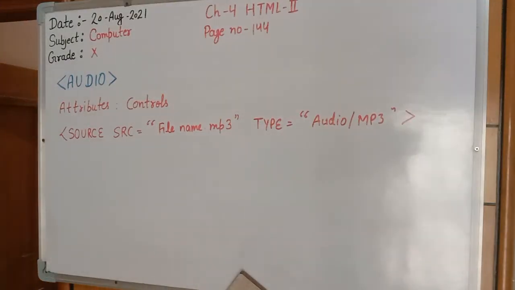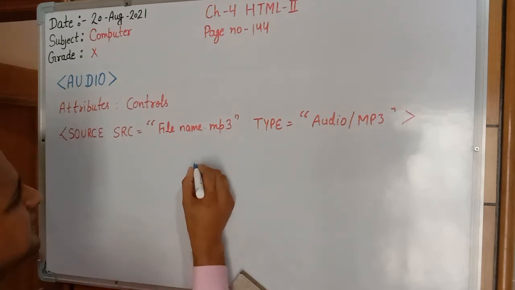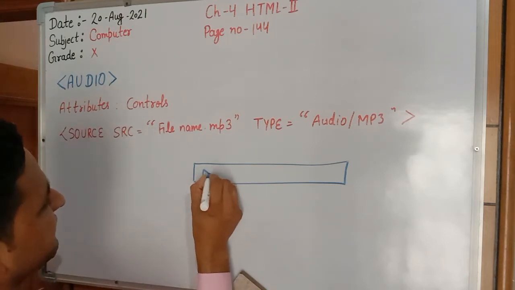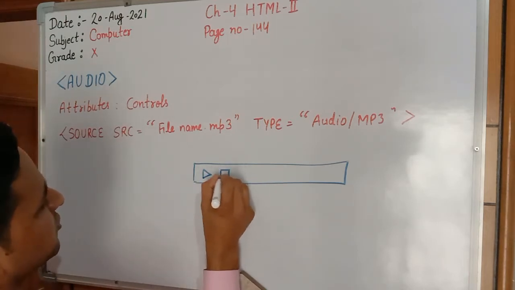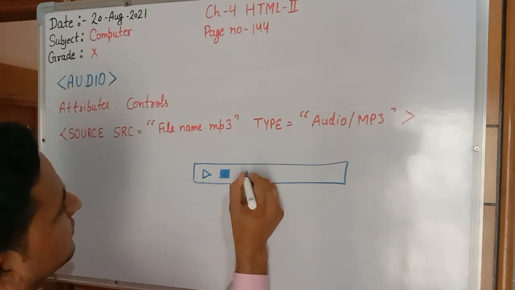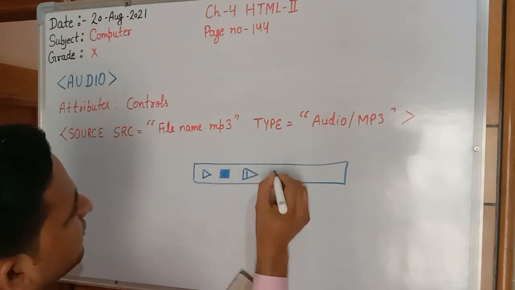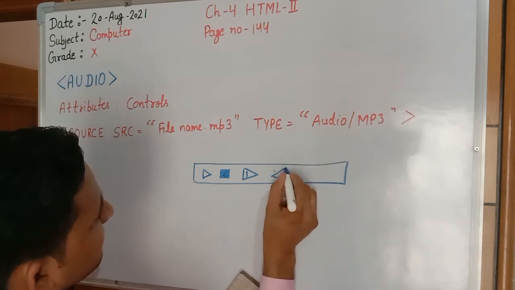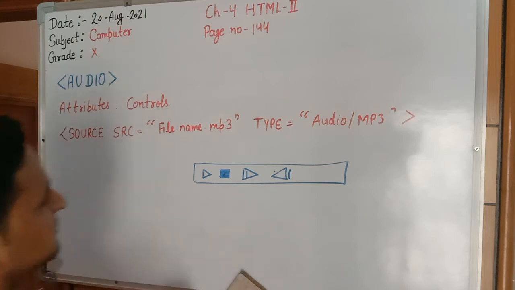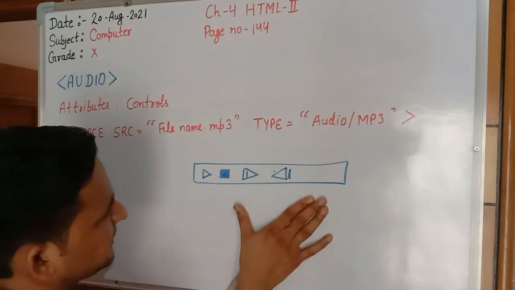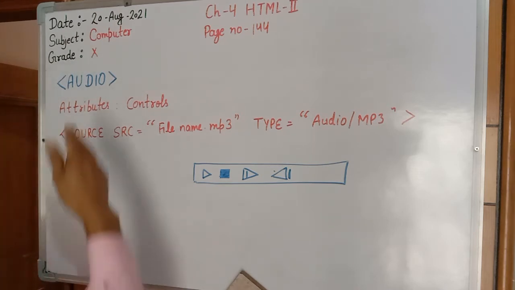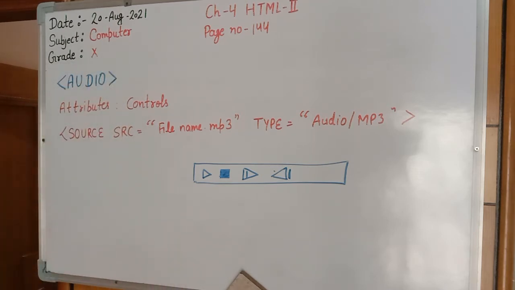Now, how will we use the audio tag? The use of the audio tag is to play audio in your HTML program. A controller will be displayed with options like play, pause, fast forward or next, and backward, which we call fast backward. This control can be visible on your screen with the help of the audio tag.